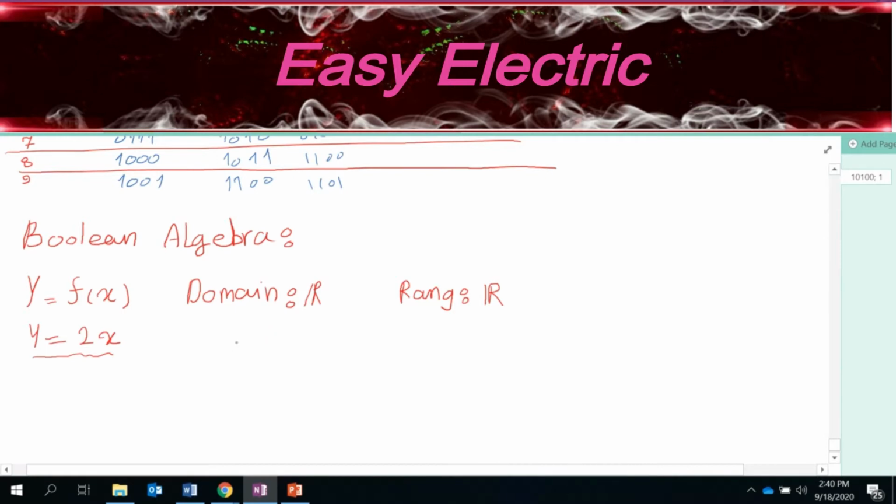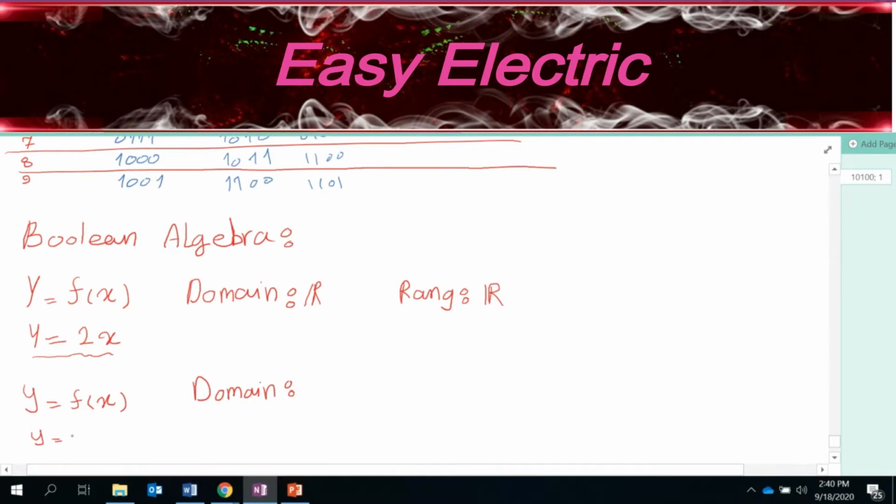But we have the same thing in Boolean algebra. Suppose right now you are in Boolean algebra and you have a function, which I represent with y equals f(x). In Boolean algebra, there is a limitation for the domain. That means what numbers we could replace x with. Again, let's have an example, maybe a different example, because the previous one couldn't be in Boolean algebra.